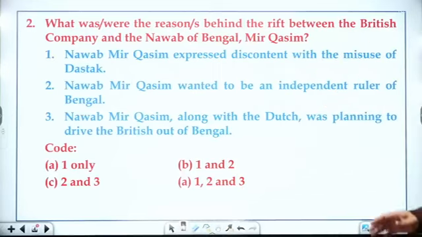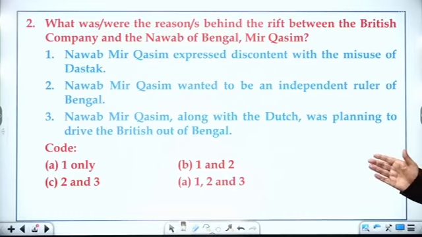Question number 2. What were the reasons behind the rift between the British Company and Nawab of Bengal, Mir Qasim? This question belongs to the issue of Bengal. Point 1. Nawab Mir Qasim expressed discontent with the misuse of Dastak. Point 2. Nawab Mir Qasim wanted to be an independent ruler of Bengal. Point 3. Nawab Mir Qasim, along with the Dutch, was planning to drive the British out of Bengal.